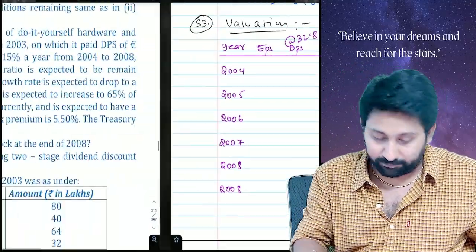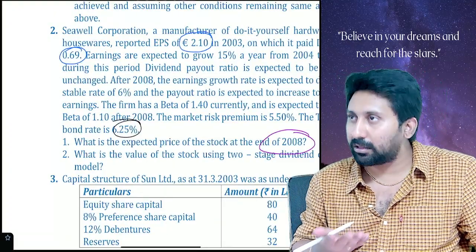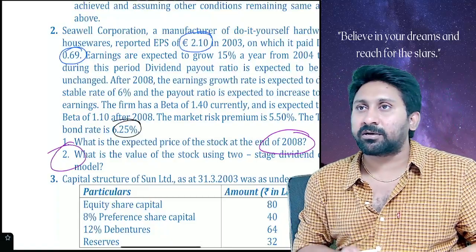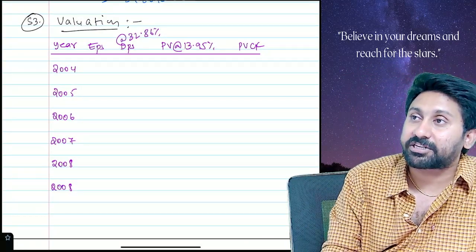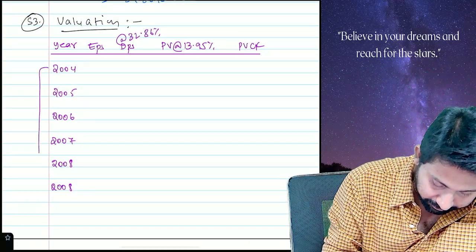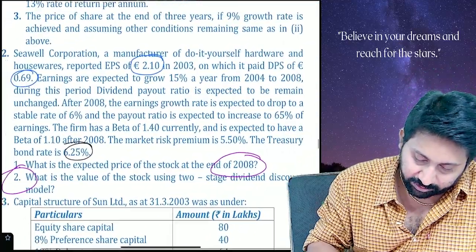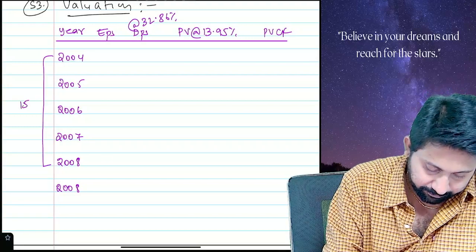That's the first question he asked. Total value asked in the second question. See the screen. What is the EPS for the next year? You tell me. Growth. What is the growth here? 15%. See the question. From 2004 to 8, what is the growth? 15%.